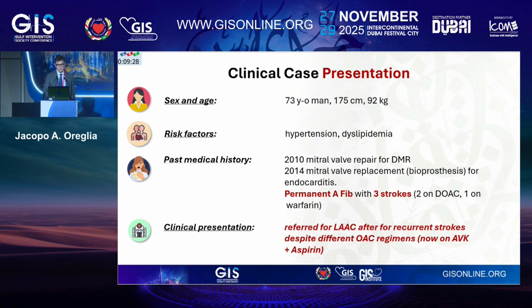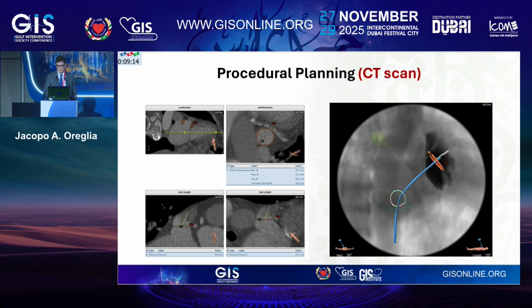And so he was referred, and this is another kind of indication, he was referred for LAA closure after recurrent strokes on different anticoagulant regimens, both with direct anticoagulants and warfarin. So this is the procedural planning.